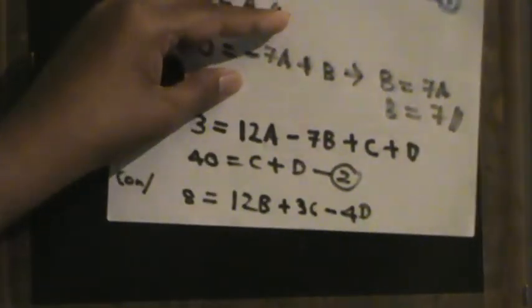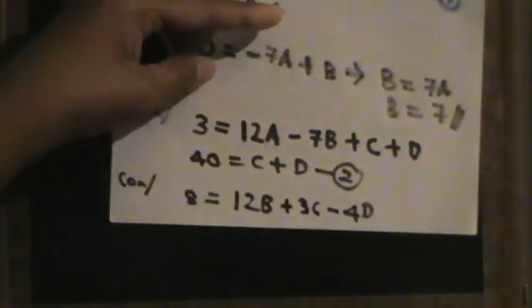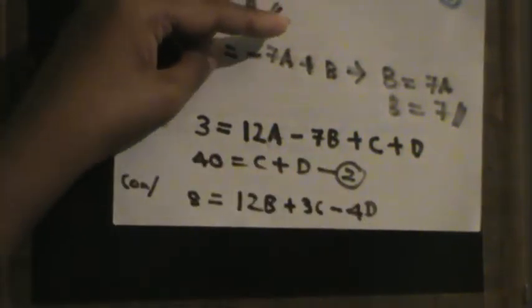So b is equal to 7. 12 times 7 is 84, and when I take this to the other side, 8 minus 84 is minus 76. So I can say minus 76 is equal to 3c minus 4d, which will be my third equation. Now I have two equations and two unknown terms. I need to solve for c and d. So my first equation will be 40 equals c plus d. This is equation number 2.